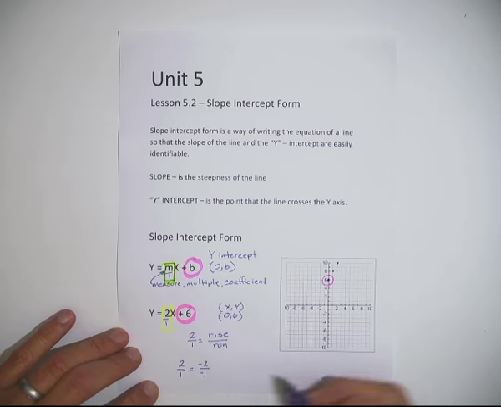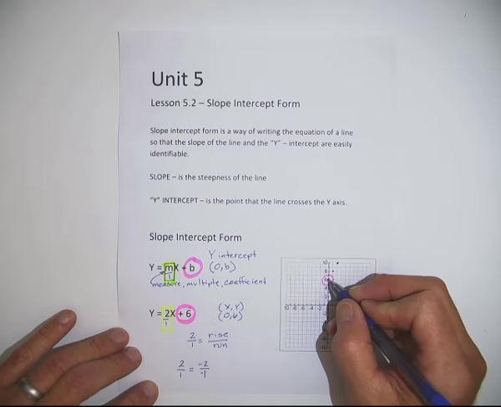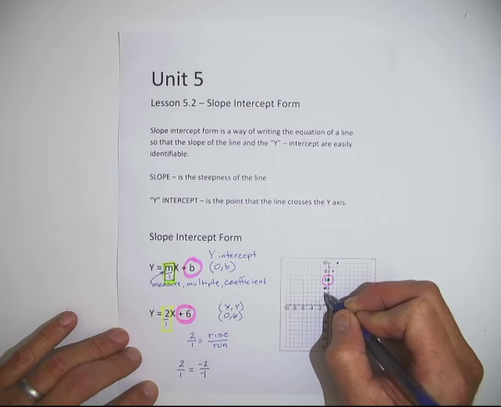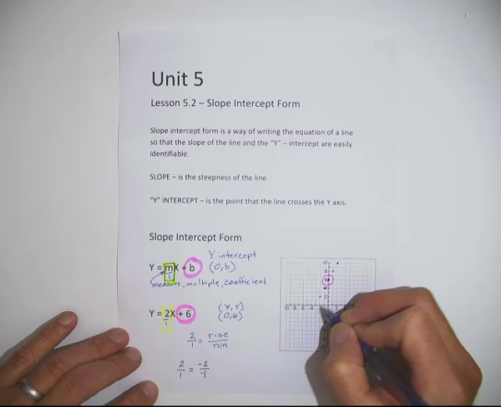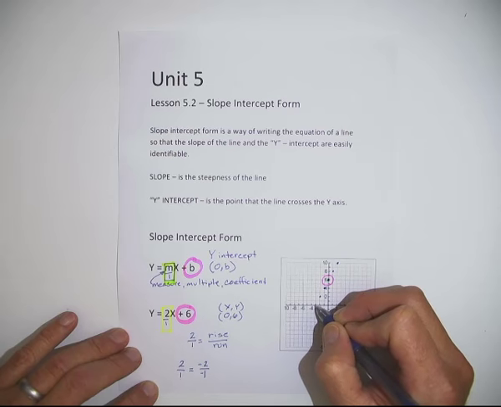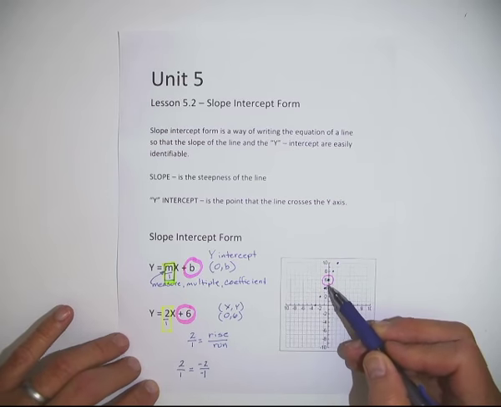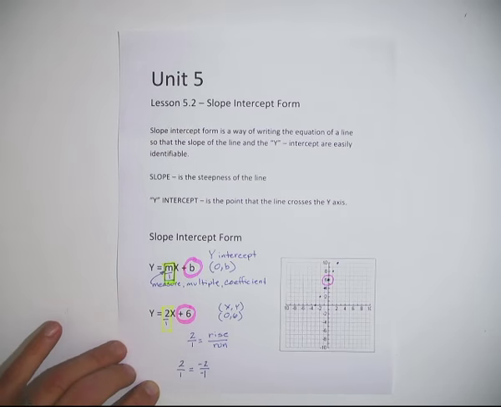But let's start from our y-intercept. Let's go down 2, 1, 2, and then over 1 to the left. Down 2 and 1 to the left. Down 2 and 1 to the left. And you see what we're doing is we're actually just working the opposite end of the line from our y-intercept.